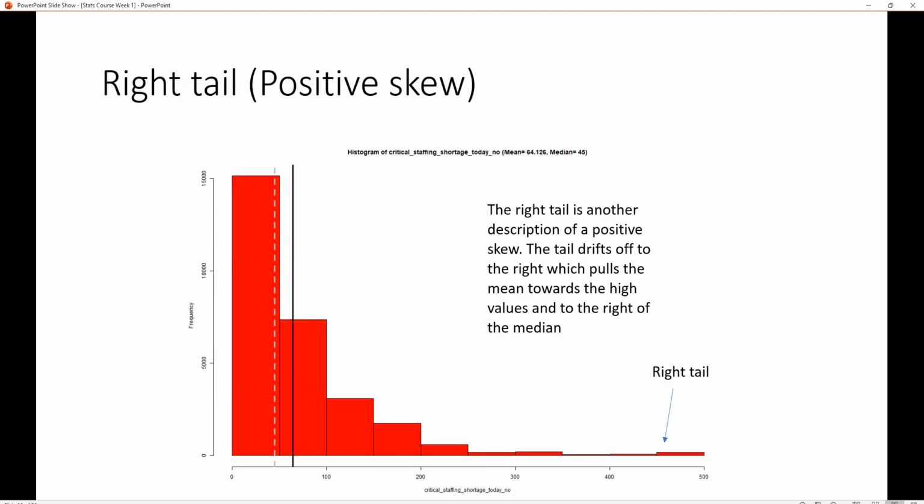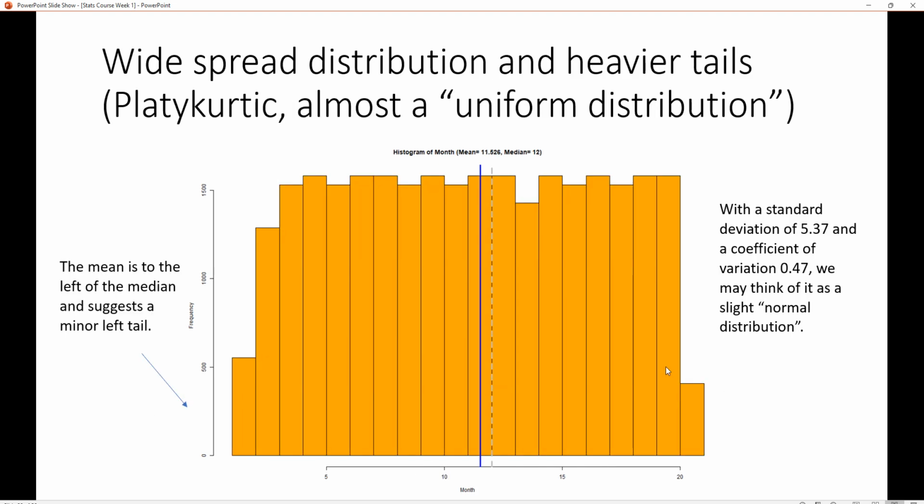In this slide, we have a right tail or positive skew. The right tail is another description of a positive skew. The tail drifts off to the right, which pulls the mean towards the high values and to the right of the median. And here's how far our right tail goes.